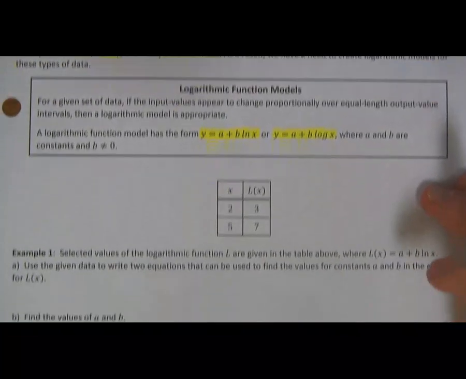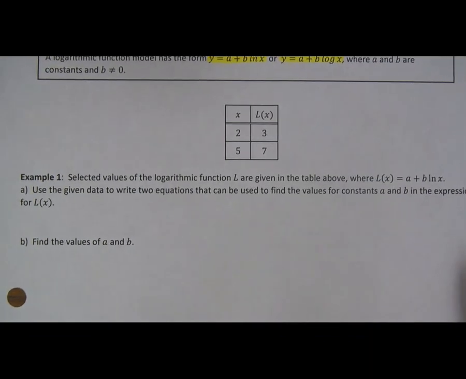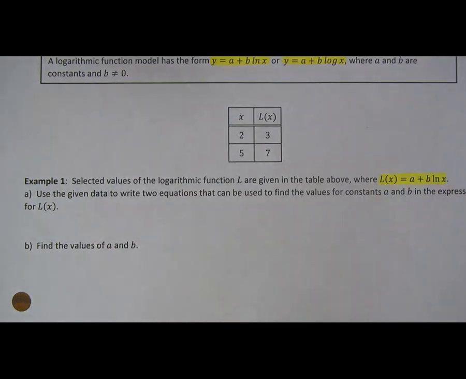So what you might see in a free response setting, and you will need your calculator for this, is selected values of the log function are given above, where L of x equals a plus b natural log of x. Use the given data to write two equations that can be used to find the values for a and b, and find a and b.